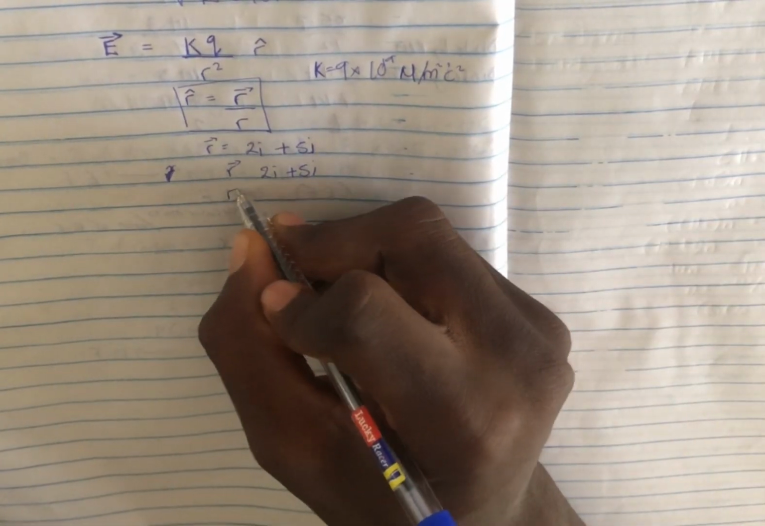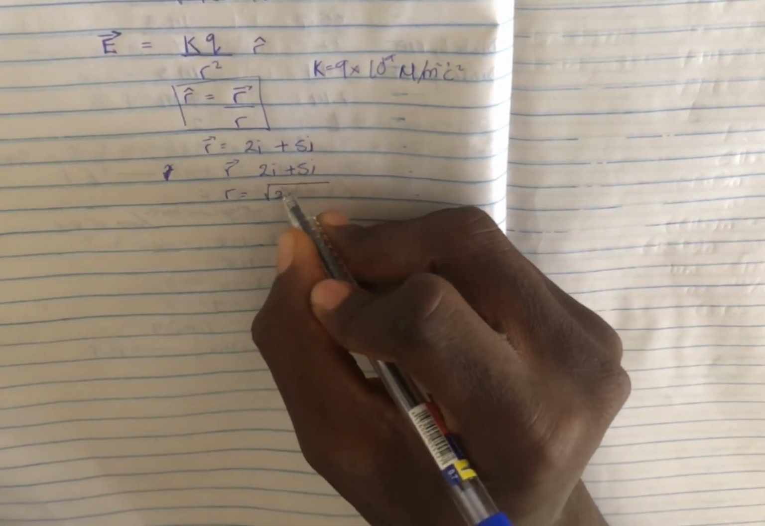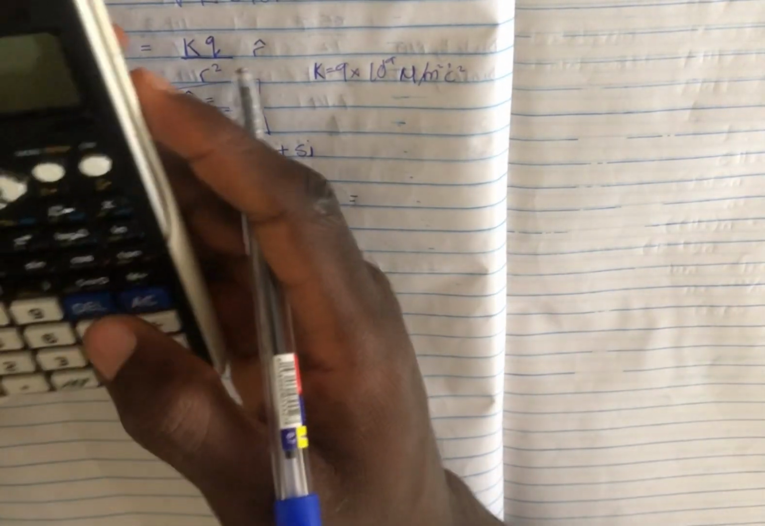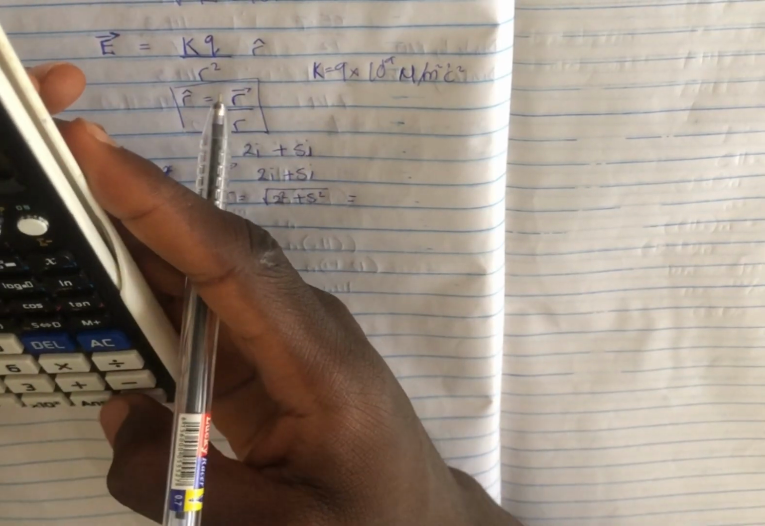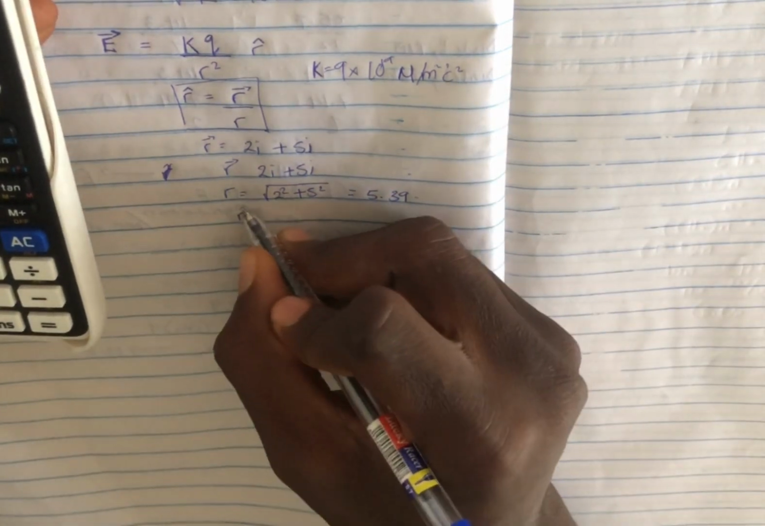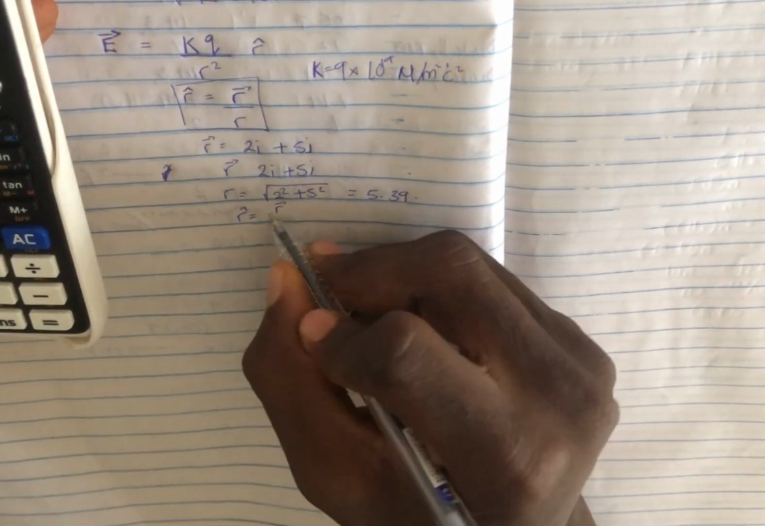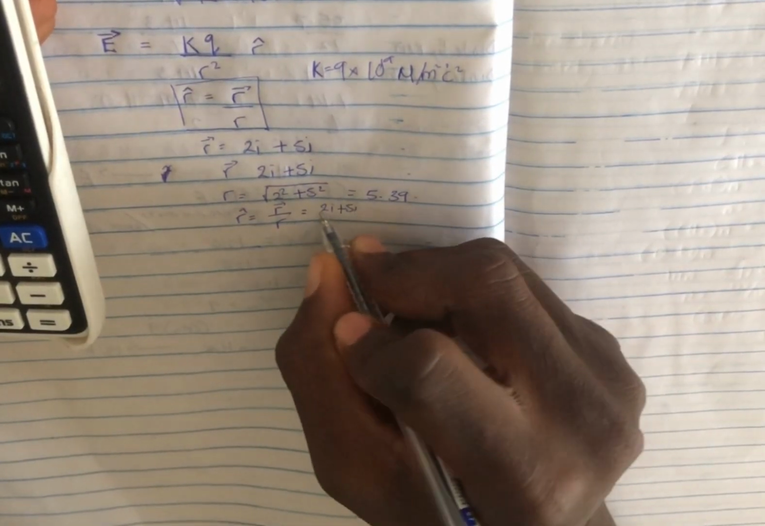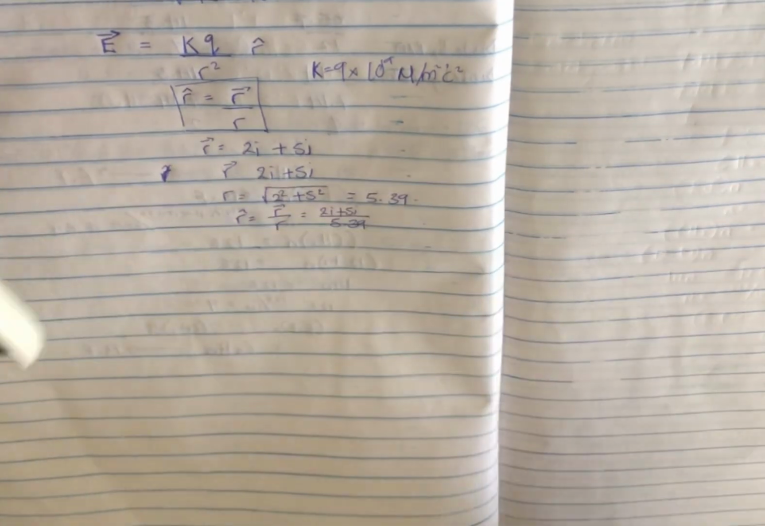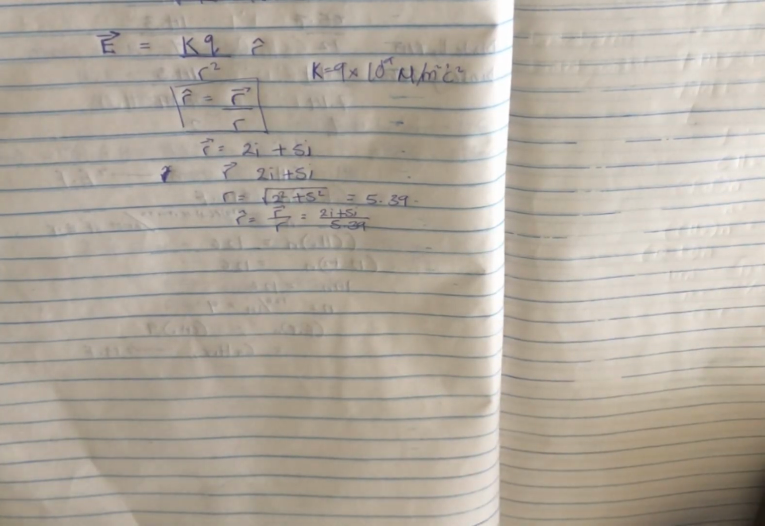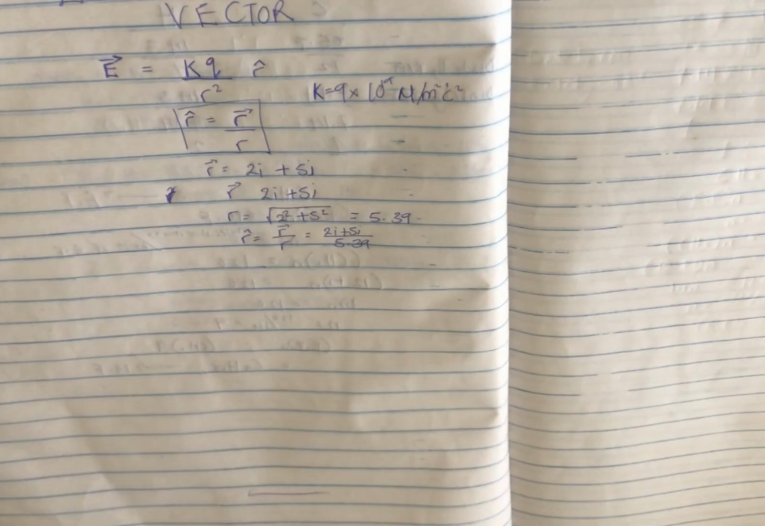To get r hat, you need to get the magnitude. The magnitude will be the square root of 2 square plus 5 square. Let me type that in the calculator. Square root of 2 square plus 5 square gives 5.39. So our r hat will now be the r vector divided by the magnitude: 2i plus 5j, divided by 5.39. So that's how to find r hat. Let's go into solving questions on electric field vector.